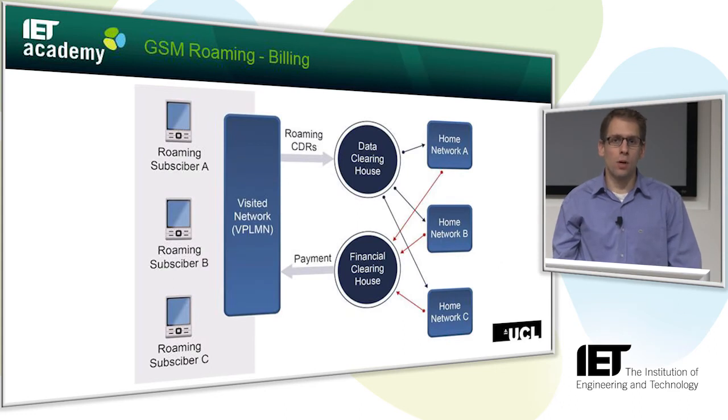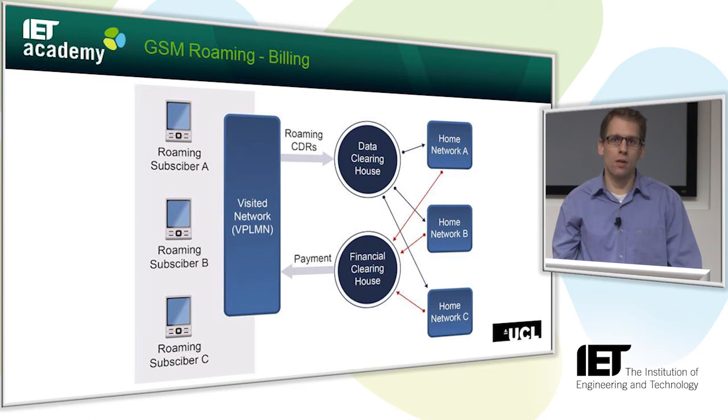Billing in GSM networks is a complicated process, thus it requires an operation and support subsystem. Here we present a brief overview of billing in GSM during roaming. First, the serving MSC of the visiting network generates billing records for all mobile stations on its network, including roaming terminals. These billing records are referred to as call detailed records, or CDRs.